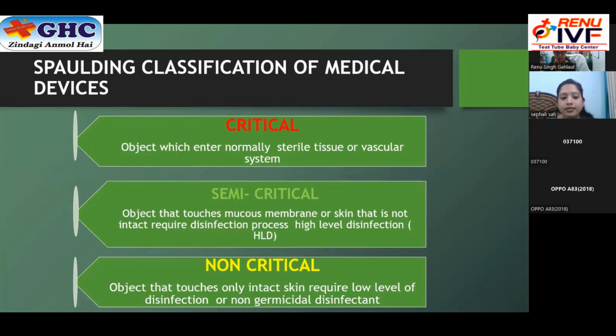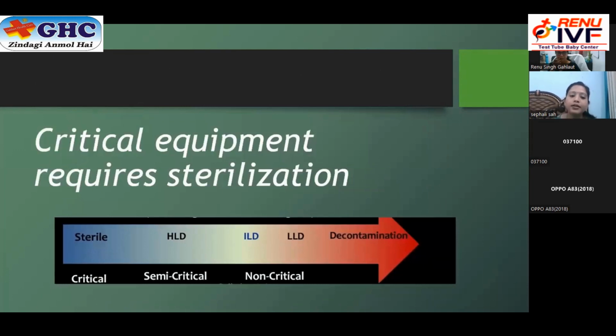So what is a critical one? The object which enters into sterile tissue or the vascular system, like all the laparoscopic instruments that we use. Semi-critical is that which touches the mucosal membrane or non-intact skin, and requires a high level of disinfection. And non-critical is an object that only touches intact skin, like our stethoscope. Now critical equipment requires sterilization, as I said earlier.